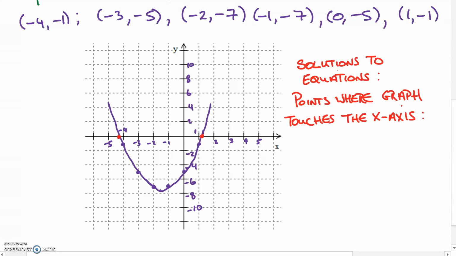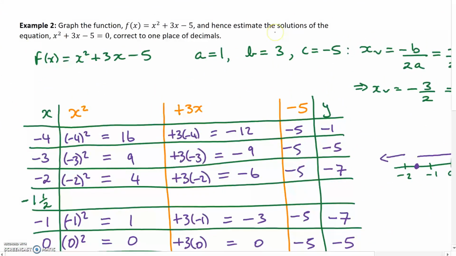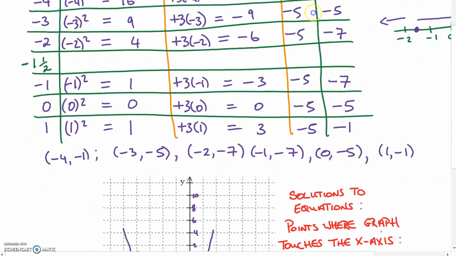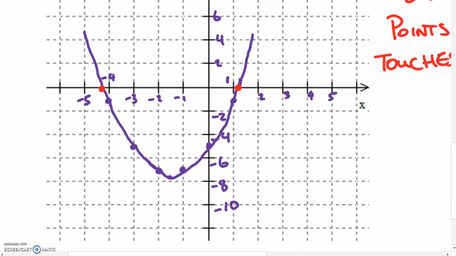Now, what we're going to try and do is estimate correct to 1 decimal place. If you go back and look at the question carefully, the question said, hence estimate the solutions correct to 1 place of decimals, and it's an estimate. So you're not expected to give exactly the right answer. If we do that, we can blow this up a little bit. And this point here on the right in red is just a little bit beyond 1. So let's say maybe 1.2. Okay, that's a guess.